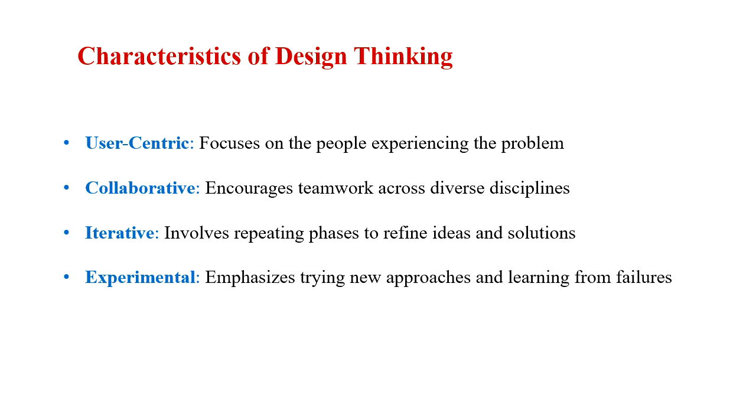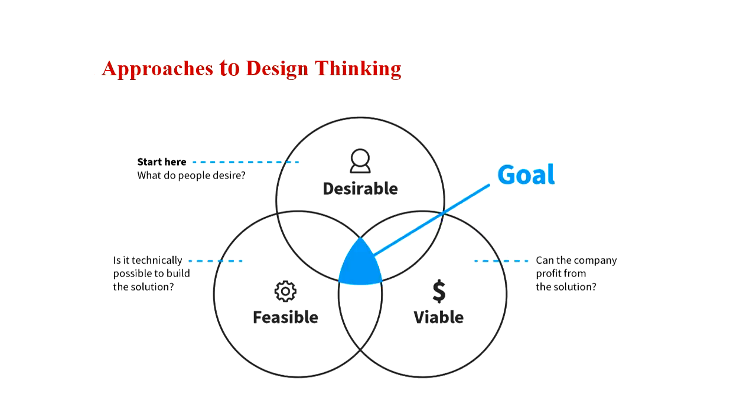Collaborative encourages teamwork across diverse disciplines, because if you take a particular organization, there are a number of teams working on different disciplines. This encourages teamwork across them, so that all the teams' final solutions can be interlinked and collaborated to come up with a better solution for a particular product. Next one is iterative. This involves repeating phases to redefine the ideas and solutions to satisfy customer expectations. The next one is experimental. This emphasizes trying new approaches and learning from failures.